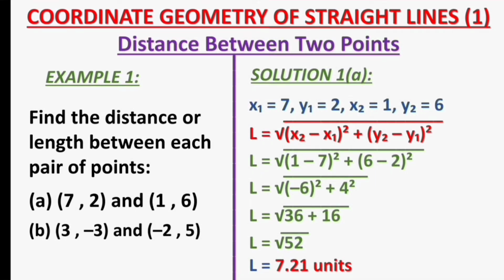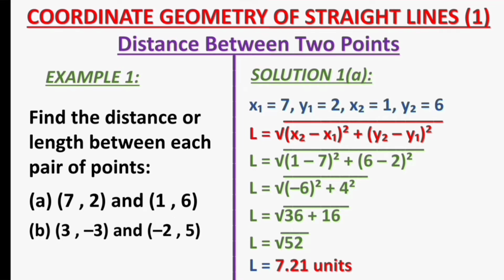Substituting the values x1 is equal to 7, y1 is equal to 2, x2 is equal to 1 and y2 is equal to 6 into the formula for the distance or length between the 2 points, we are going to have L is equal to the square root of (1 minus 7) all squared plus (6 minus 2) all squared. That will give us the square root of (minus 6) squared plus 4 squared, which will give us the square root of 36 plus 16, which will add up to the square root of 52. The distance or length between the 2 points is 7.21 units. I hope you got that right.